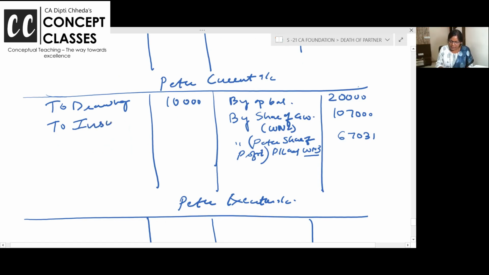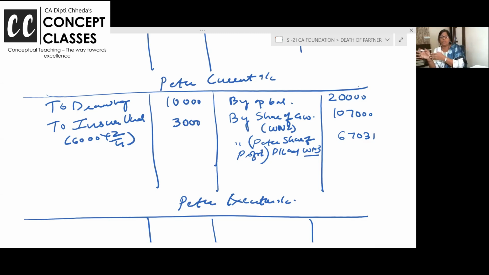So here also you will debit insurance undercharged. 6,000 into 2 by 4. Peter's share 3,000. Last year's profit, if there is mistake and you have overcharged and put in the capital account or current account, then reverse it, debit it. ठीक है? चलो. Check with me, please.